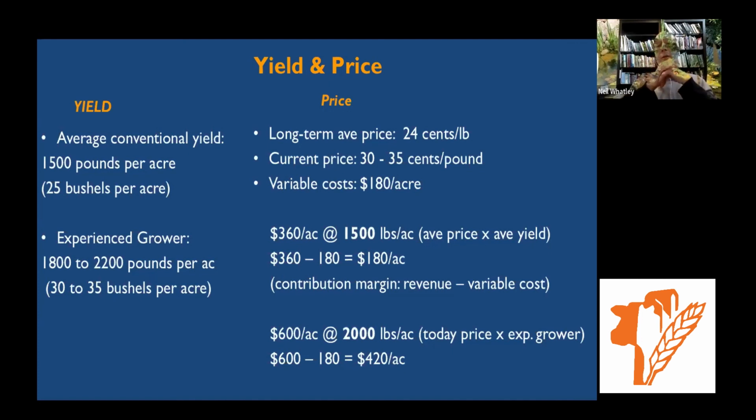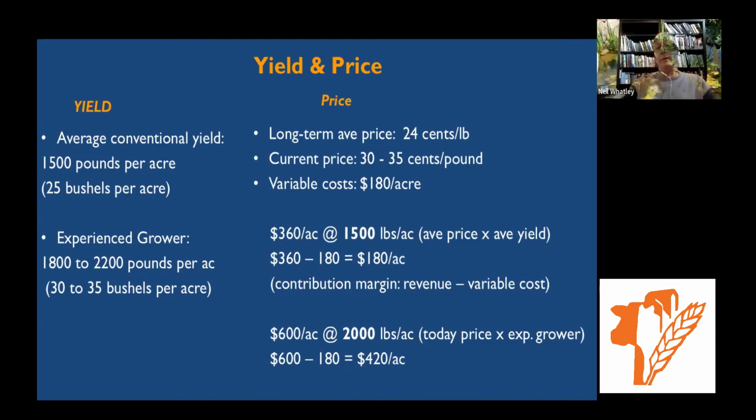The current price is 30 to 35 cents a pound, and the variable costs are $180 an acre. So if you take the average price times the average yield, you get $360, and variable cost at $180. You subtract that from $360 and you make $180 an acre. That's your contribution margin, with revenue minus variable cost.